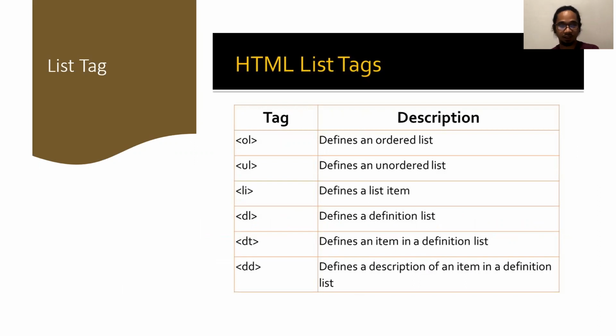List tag. HTML lists are used to specify lists of information. A list may contain one or more list elements. There are three different types of lists: ordered list, unordered list, and description list. An ordered list starts with OL. The list items will be marked with numbers by default. An unordered list starts with UL. The list items will be marked with bullets, and the description list is a list of terms with a description of each term.